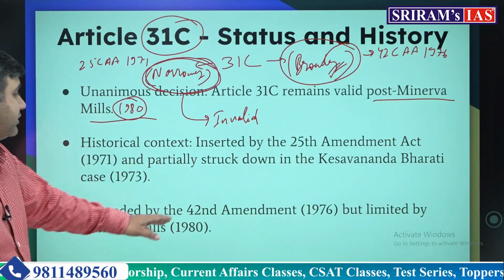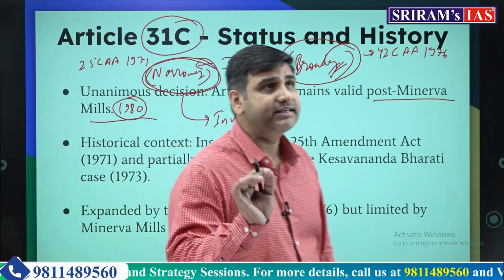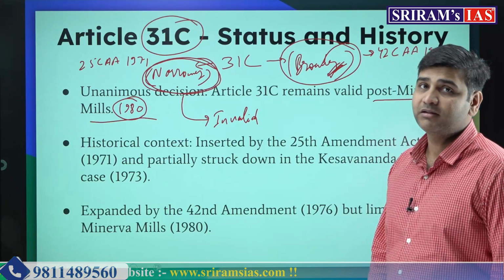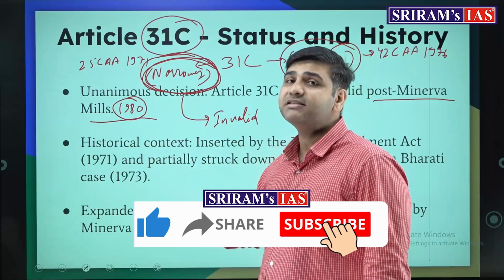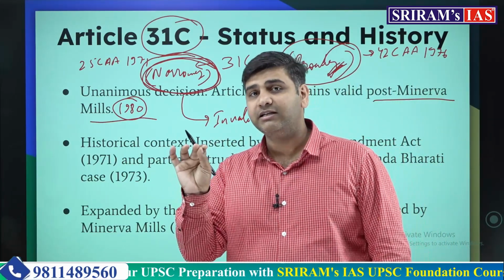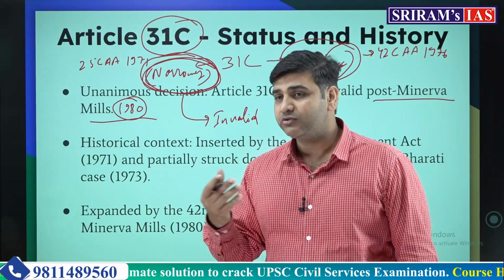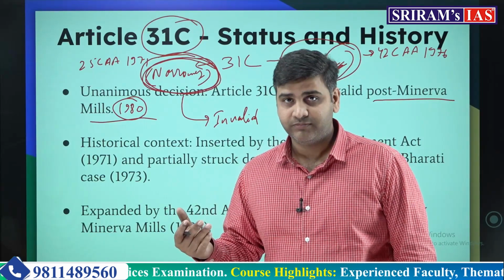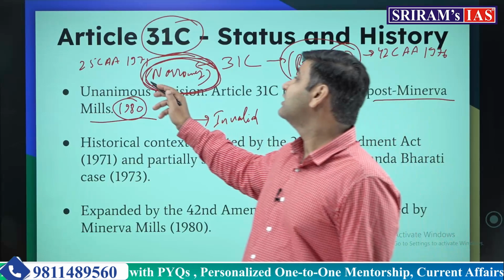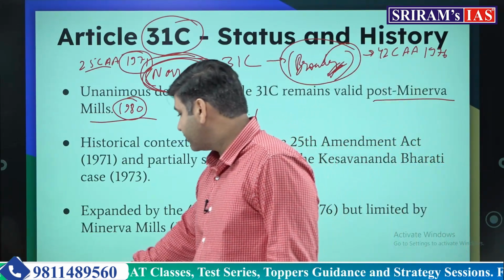So expanded by the 42nd, we have already seen this. The court said that Article 31C exists and the broader text was invalidated, but the narrower text still exists. That simply means Article 31C protects government action for implementation of the directive principles of state policy under Article 39B and 39C from being challenged in the court of law on the basis of the infringement of the right to equality and the right to freedom. So Article 31C and its narrower text, which was introduced in 1971 through the 25th Constitutional Amendment Act, still exists. I hope you have understood this.